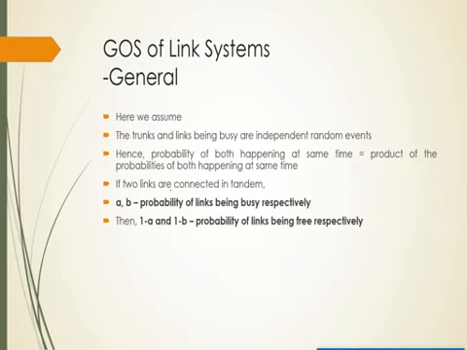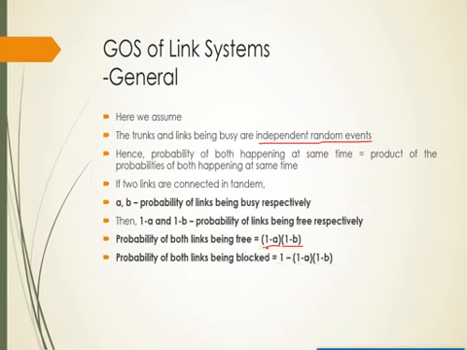1 minus A and 1 minus B indicate the probability of the links being free respectively. Now when I multiply both together, I get the probability of both the links being free. Why we have done this is that we are assuming that both the links are independent of each other. That is, the links being busy or being free is an independent random event. Because of that, we have the multiplication of the probabilities. Otherwise it would be a conditional probability that we have to consider.